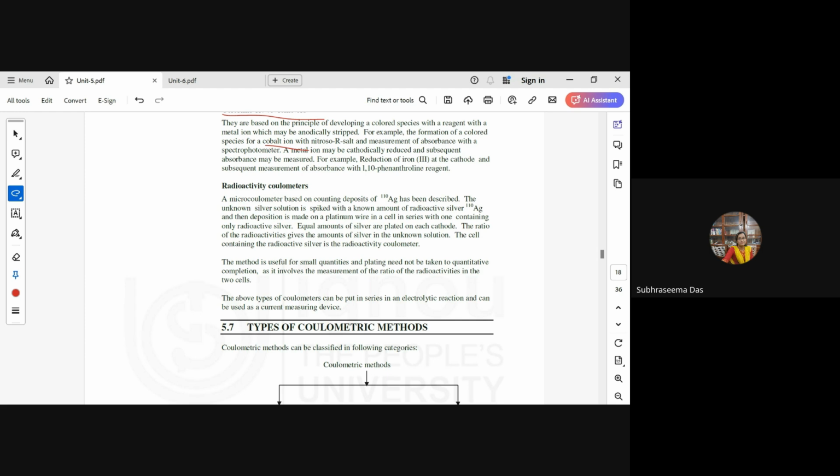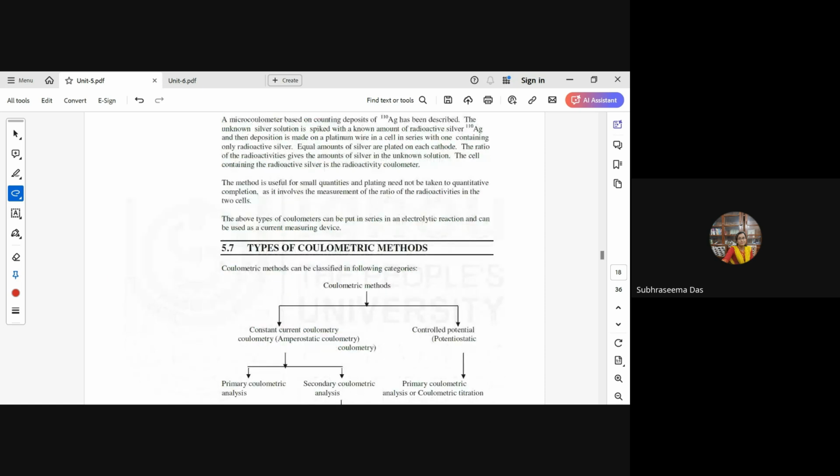The cell containing the radioactive silver is the radioactivity coulometer. This method is useful for small quantities and particularly used for radioactive elements. So the above types of coulometers can be put in an electrolytic solution and are mostly used for measuring the quantity of current that flows through the cell.